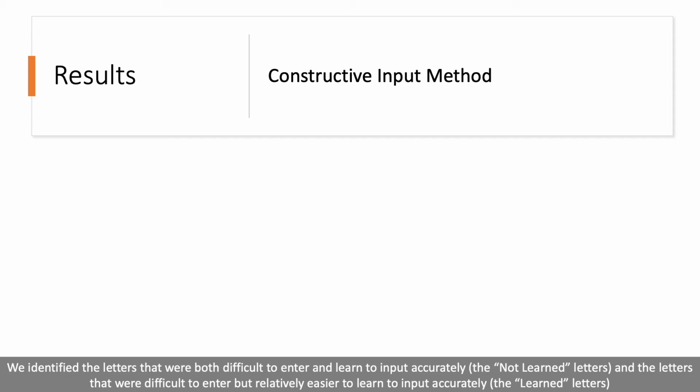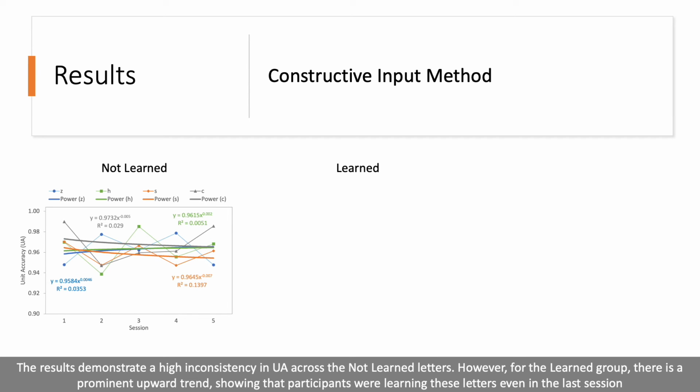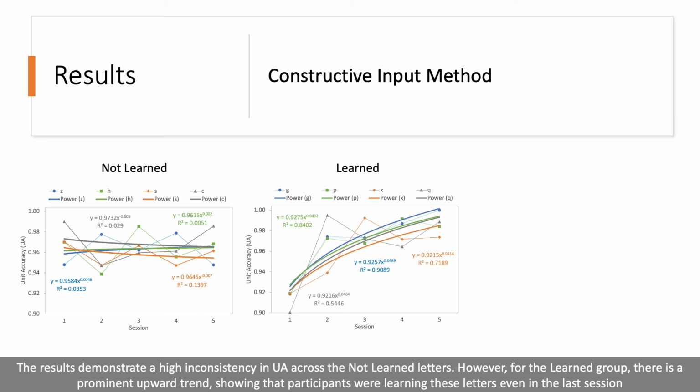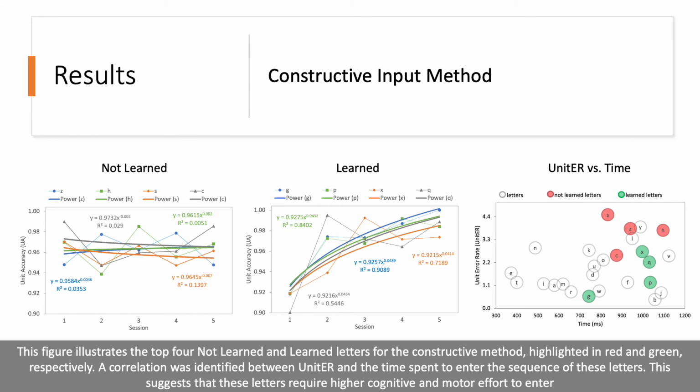We identified the letters that were both difficult to enter and learn to input accurately, the not learnt letters, and the letters that were difficult to enter but relatively easier to learn to input accurately, the learnt letters. The results demonstrate a high inconsistency in unit accuracy across the not learnt letters. However, for the learnt group, there is a prominent upward trend, showing that participants were learning these letters even in the last session.